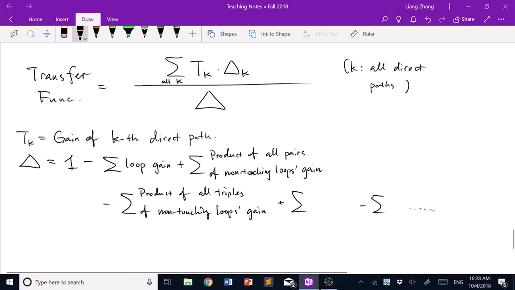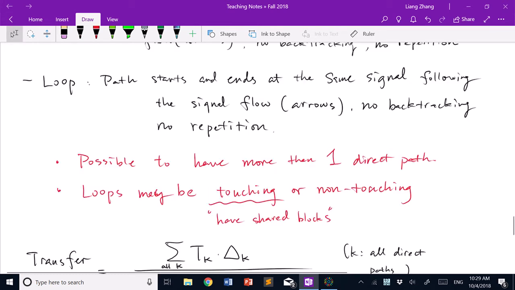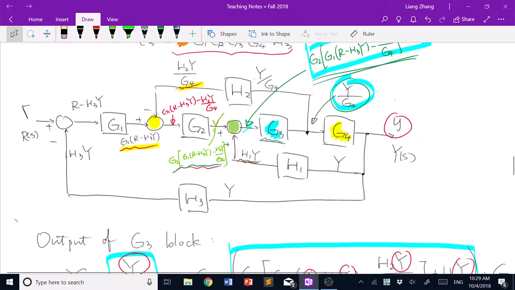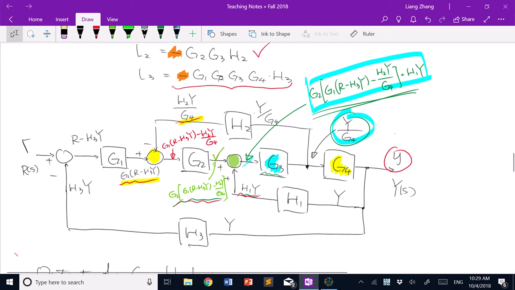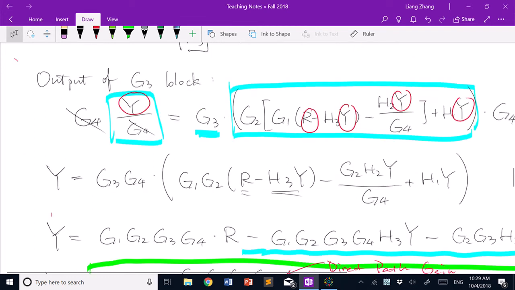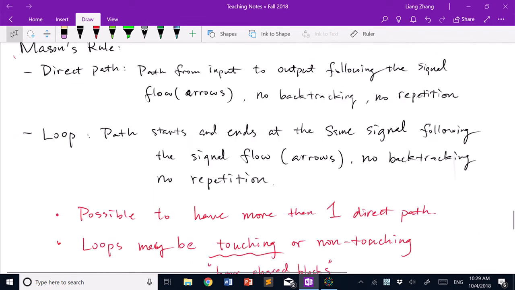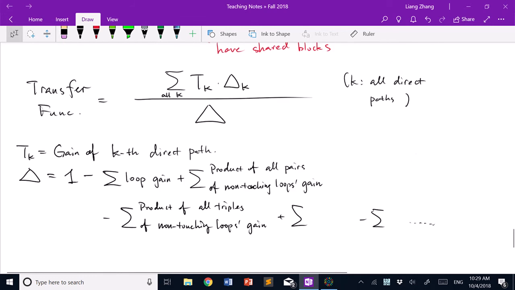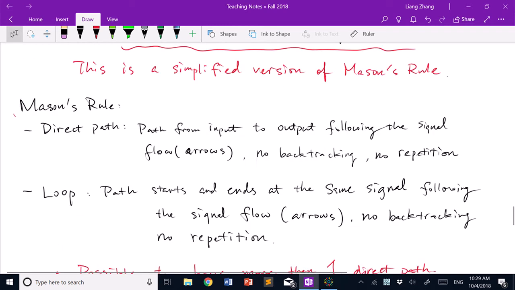Now, in the example we have above, we have the first term, we have the second term, we have 1 minus the total loop gain. And since in the example we have above you have all 3 loops and the loops are all touching, there are no pairs or triples or combinations of loops that are non-touching. This makes this big triangle much simpler.